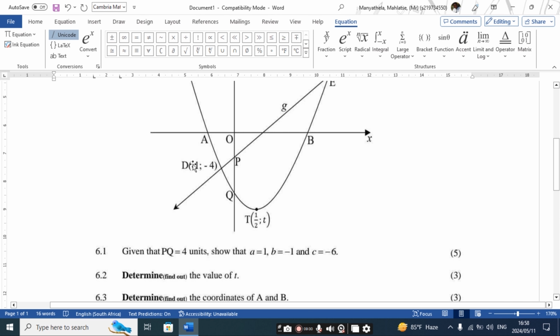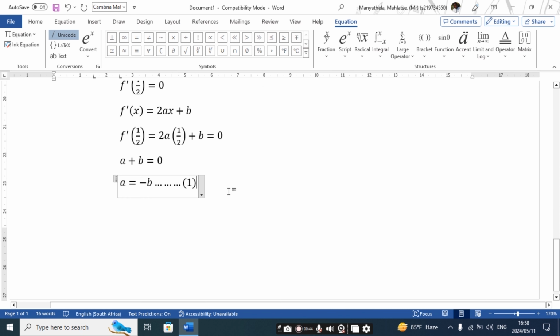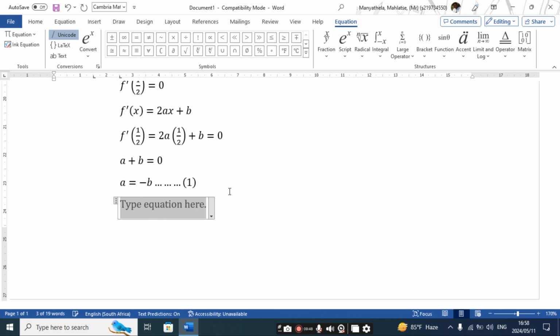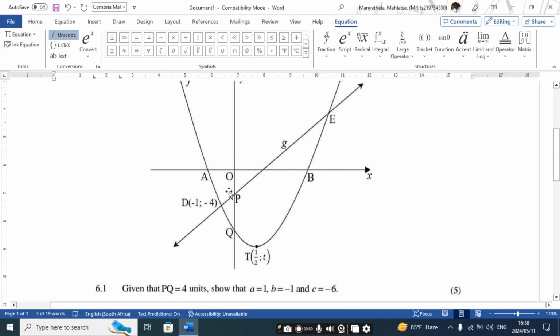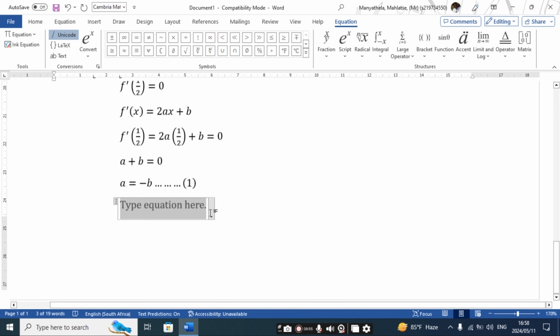So what am I going to do next? I have the coordinates of d, and I also have the coordinates of q. I'm going to use them. I know that I was given only 1 point at this graph, which was the coordinate of d.